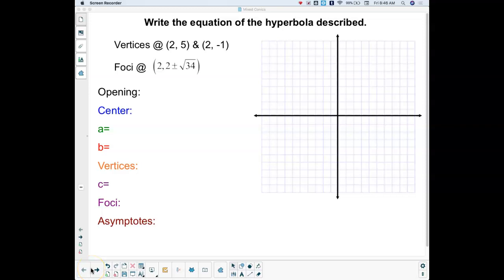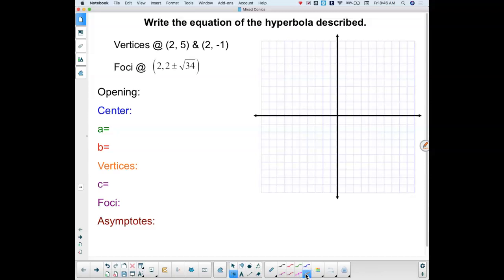All right, so let's do this warm-up problem here. First off, I would put the information that I have somewhere on my graph. The first bit of information is that I've got a vertex at 2, 5, and I have a vertex at 2, -1. So automatically, what does that tell me?